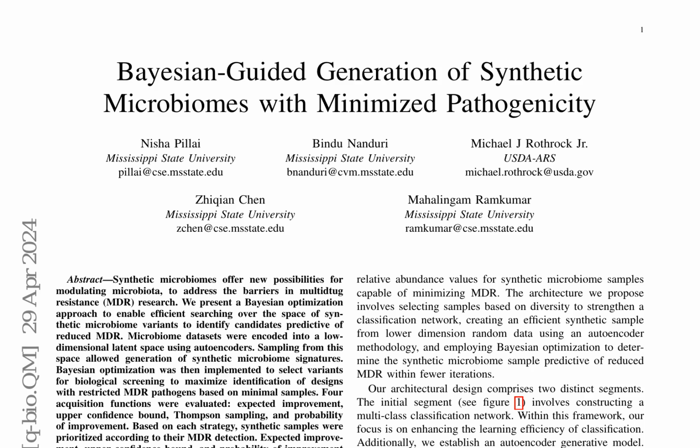The research paper delves into the application of machine learning techniques to predict antimicrobial resistance in poultry microbiome samples. It focuses on the utilization of a variational autoencoder model for dimensionality reduction and synthetic data generation, with an emphasis on enhancing the efficiency of this process through Bayesian optimization. The paper also assesses the efficacy of different acquisition functions in selecting synthetic samples that predict the lowest MDR levels. In terms of dimensionality reduction, the study demonstrates that employing a variational autoencoder model can significantly reduce the dimensionality of the dataset while preserving essential information.